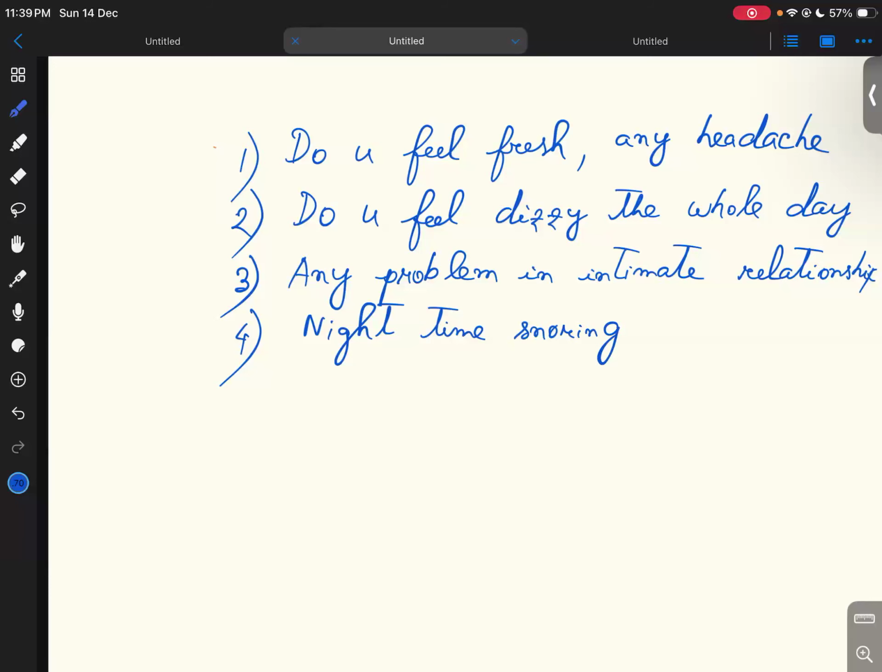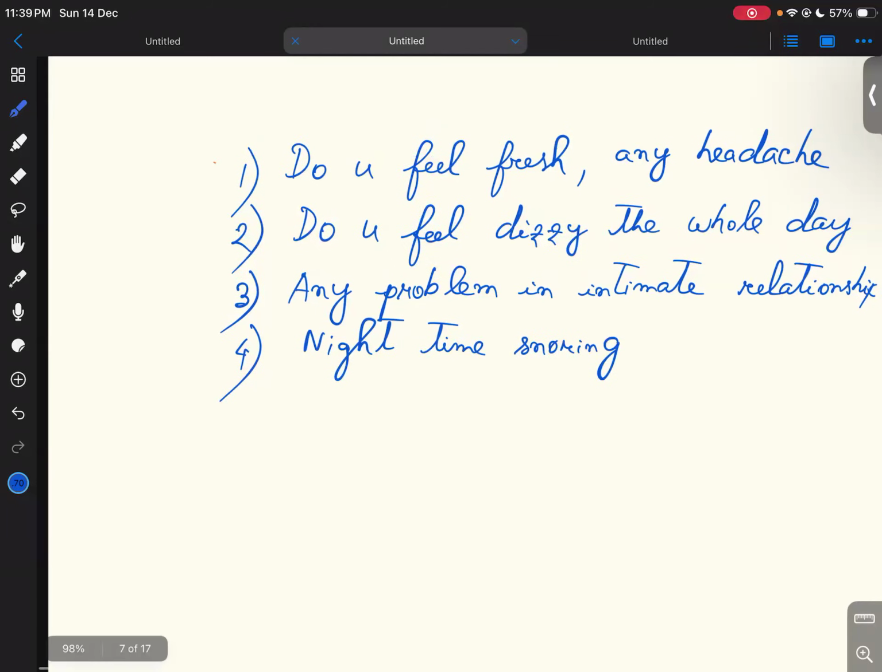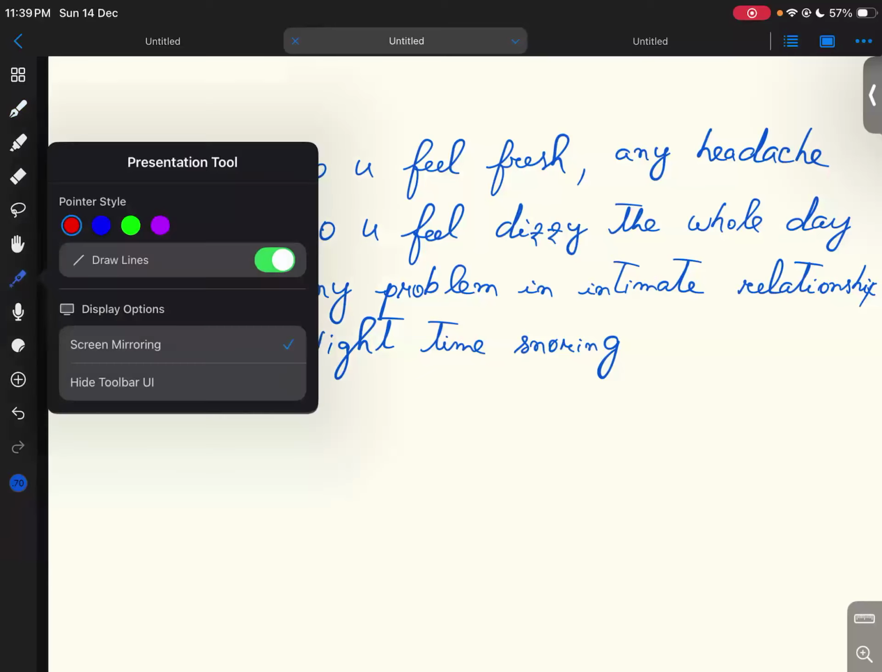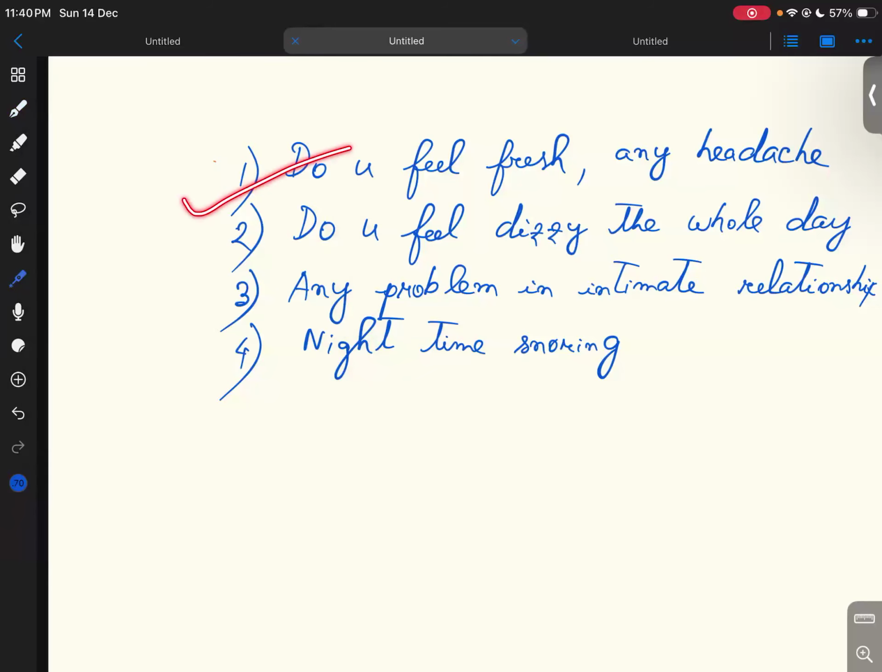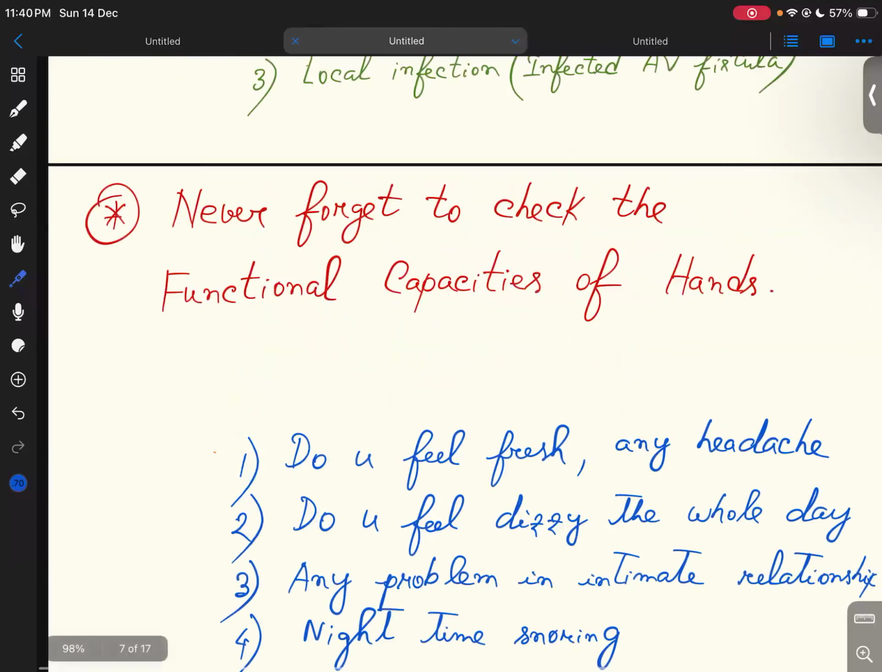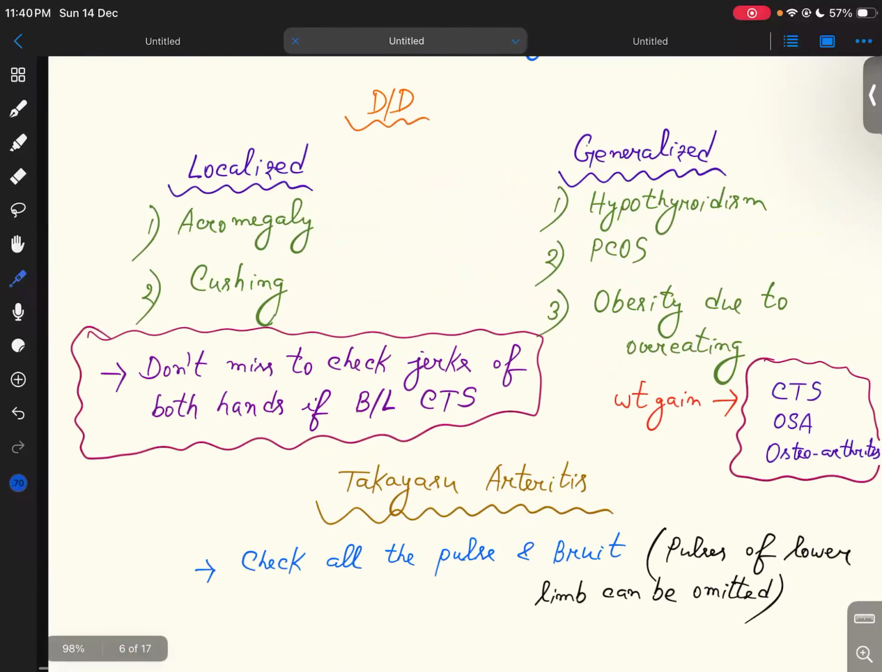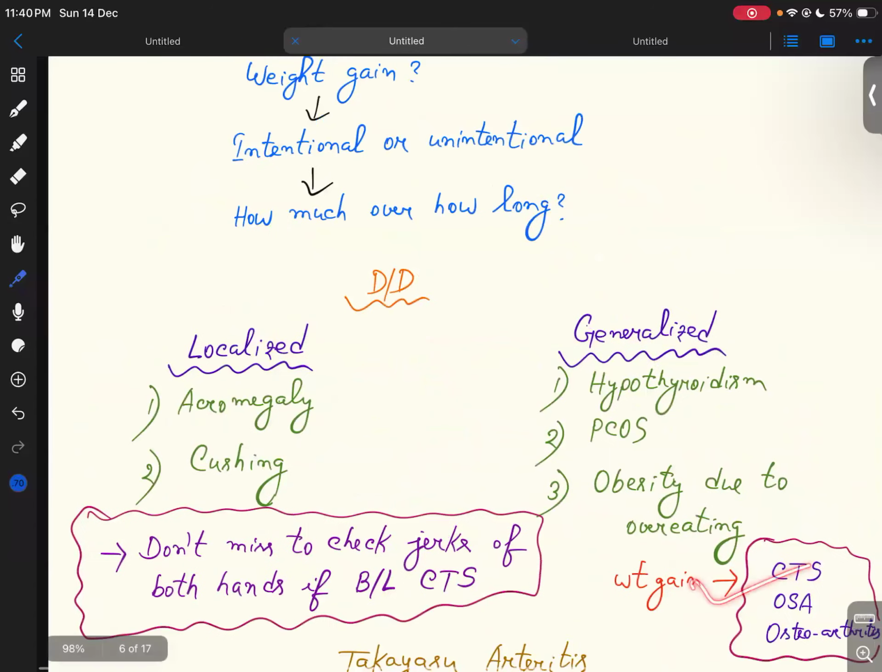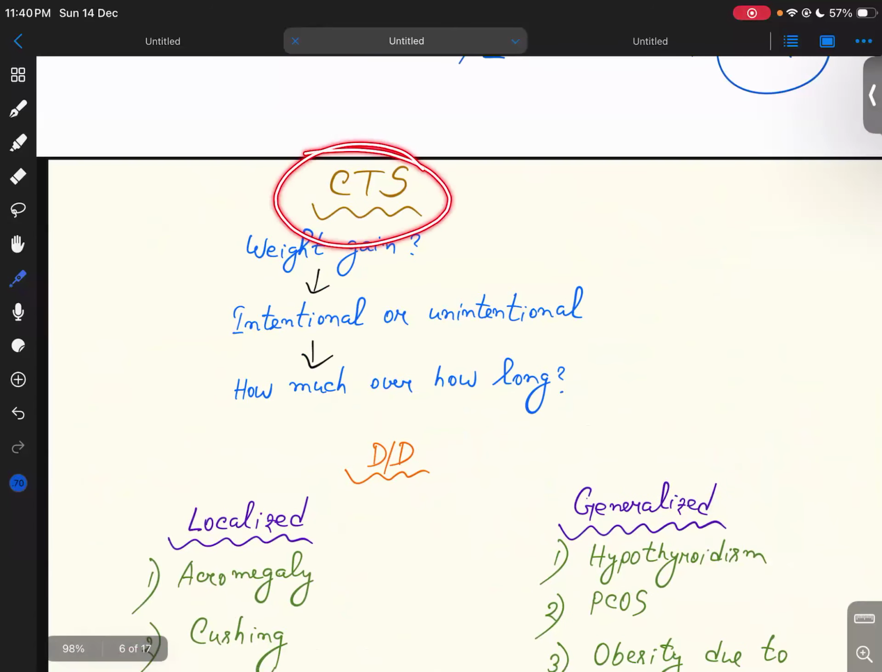So can anyone tell me, if the patient tells you that he is having morning headache, he doesn't feel fresh after getting up from the bed, and he feels dizzy the whole day, like the symptoms of obstructive sleep apnea, what is the important safety netting you have to tell the patient? Stop driving. Yes, doctor. Stop driving. Yes, that is the important thing. Wonderful, doctor. Stop driving. So keep it in mind for the carpal tunnel syndrome.